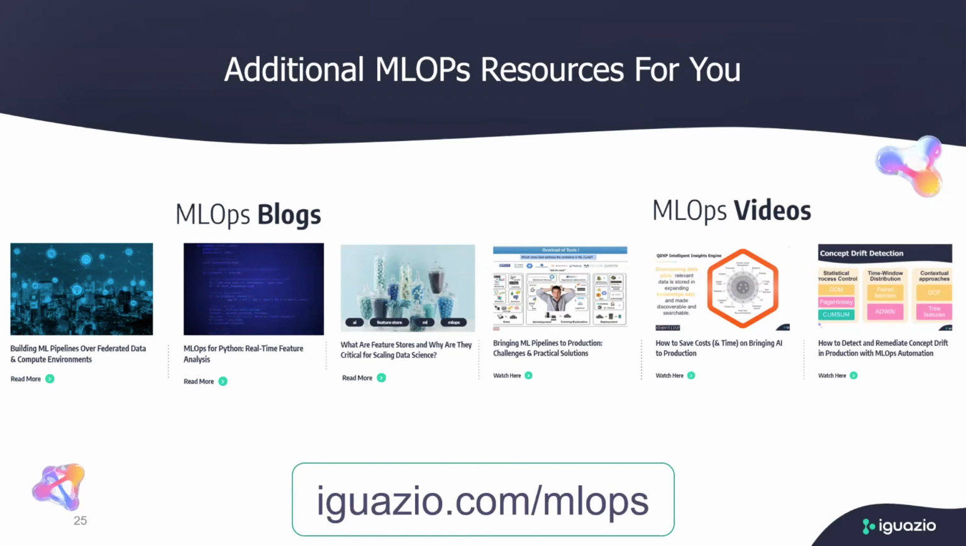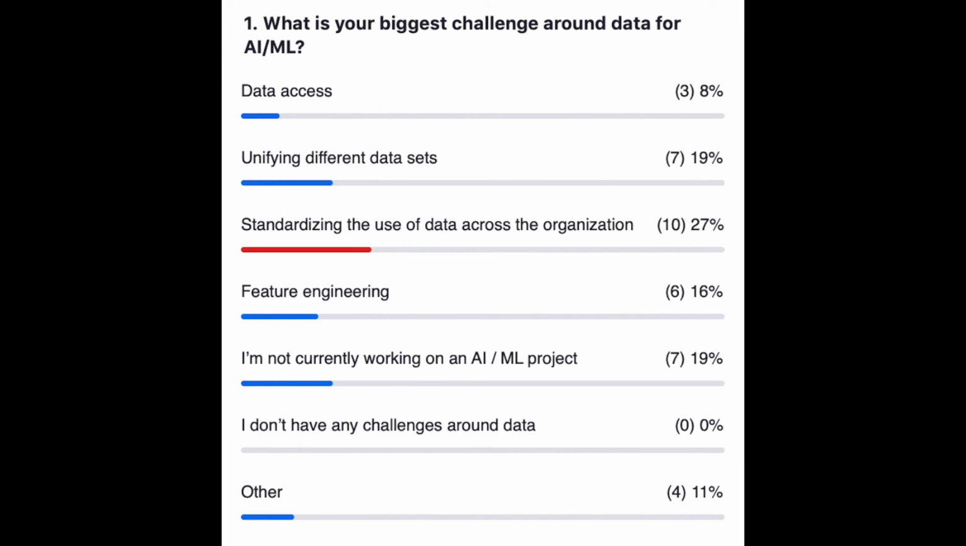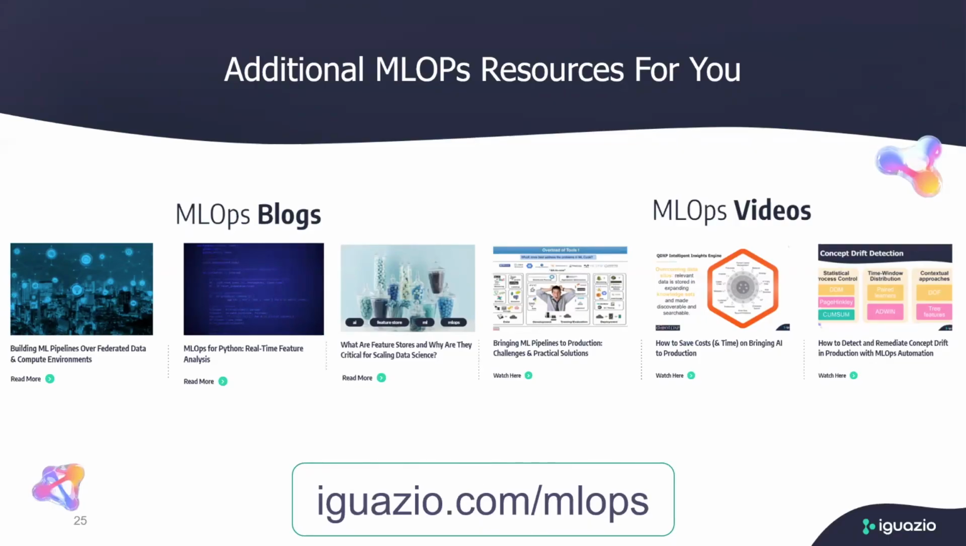So we'll start with the first poll, which was about what your biggest challenge is around data for AI/ML. And 27% of you said that standardizing the use of data across the organization is your biggest challenge, followed by unifying different data sets. Then some of you are not currently working on AI/ML projects. After that was feature engineering, and data access. And a good thing, Kate, that we have zero saying that they don't have any challenges with data. Absolutely. I love it. So everybody was very honest on this poll, I see. Good to know. It's challenging stuff. Yeah, most people argue that most of the problem in machine learning is around data. That's the key point.